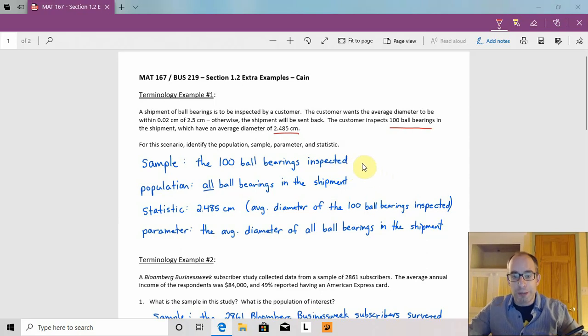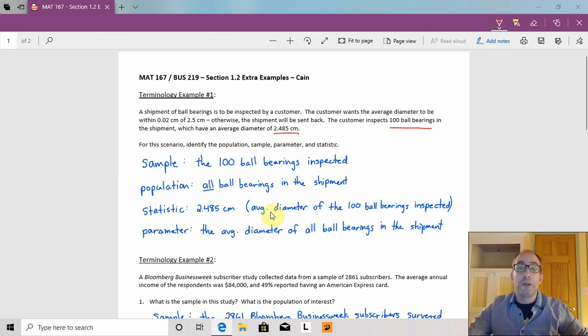So yeah, the sample is the 100 ball bearings that they actually get information from, where here the information is their diameter. And then the population is all of them, so all the ball bearings in the shipment, right? They're just taking 100 out of that shipment, looking at those, so that's the sample, but then the whole shipment, that's all of them. Then the 2.485, what's that? Well, that comes from the 100 ball bearings, which we said was the sample. And if it's a number that comes from the sample, that must be our statistic. And that's exactly what it is, right? So the statistic is 2.485 centimeters.